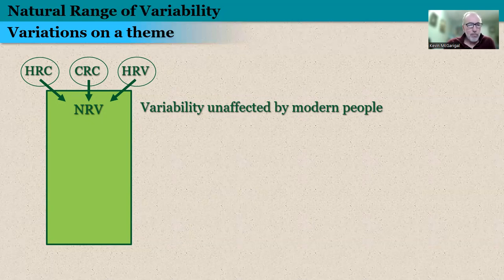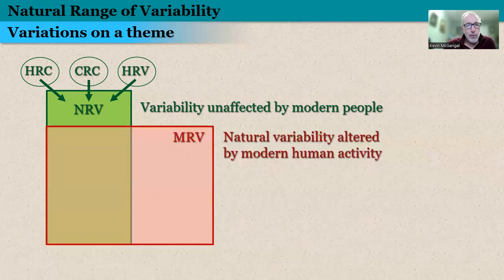But think about this green box as representing the full range of variability in the ecological attributes of interest, regardless of how we obtain that. And then if we think about the variability in the system that has been modified or altered by human activities, and that's shown here by the red box. And a portion of that overlays the NRV box, because some of the variability in the system today that has been created through human land use activities is consistent with the variability that would be expected naturally to occur.